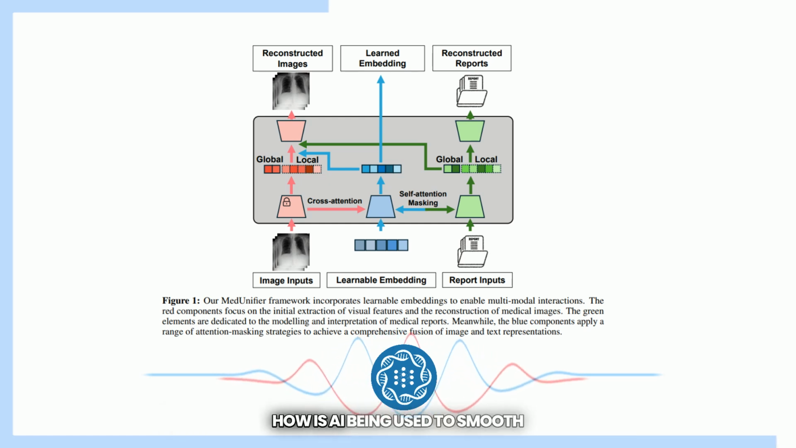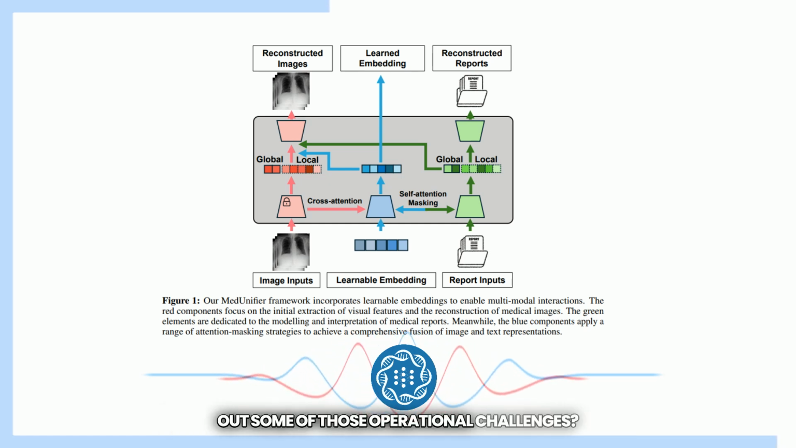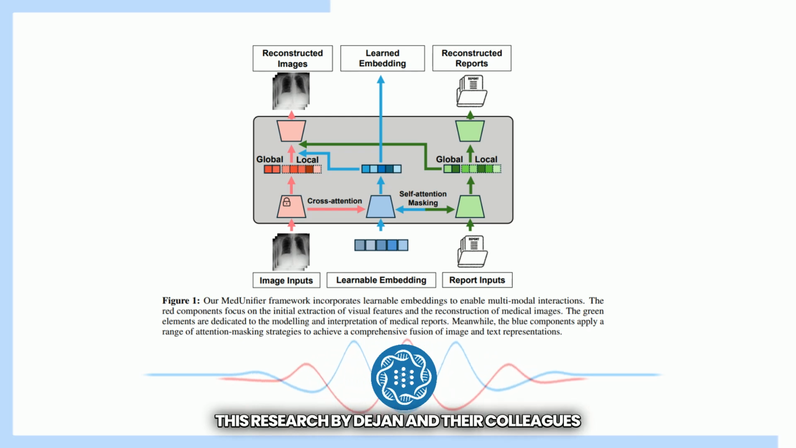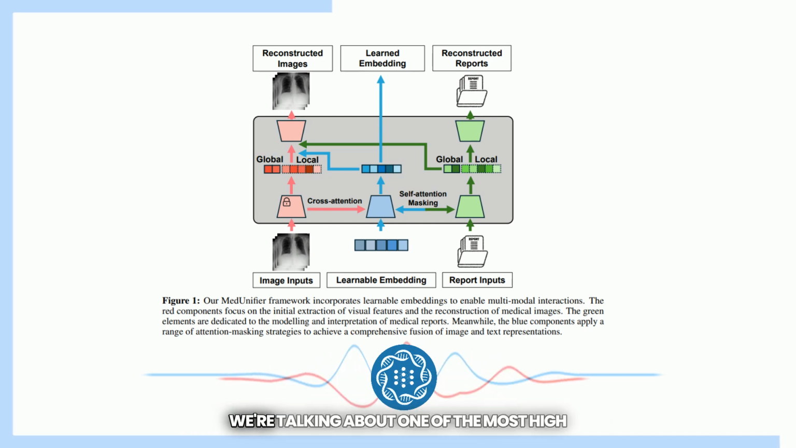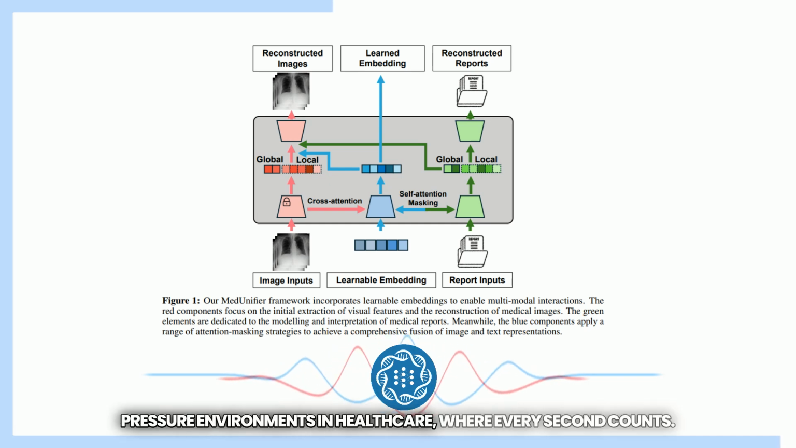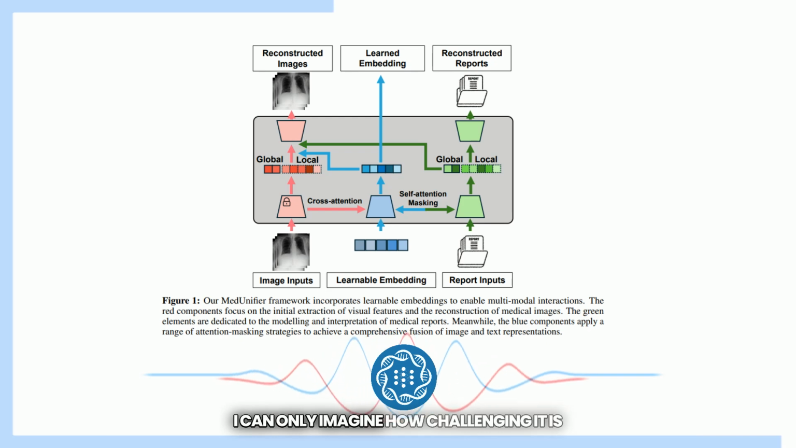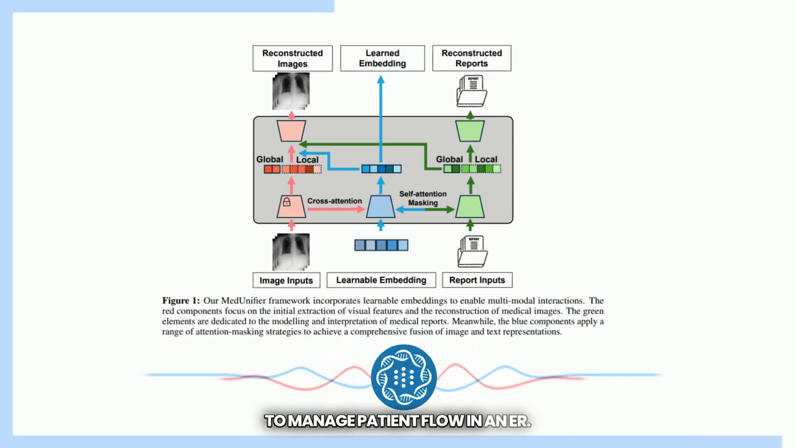Okay, the next paper takes us into the world of hospitals, which I know can be a logistical nightmare. Yeah. How is AI being used to smooth out some of those operational challenges? This research by Dejin and their colleagues focuses on using AI to streamline how patients move through emergency departments. We're talking about one of the most high-pressure environments in healthcare where every second counts. I can only imagine how challenging it is to manage patient flow in an ER.